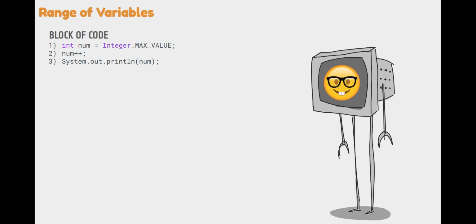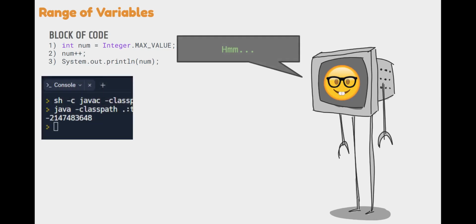Thinking about that one, what actually happens is it doesn't give us an error. It just rolls back over to the smallest number, which is the negative 2 billion number. So we were at the top and we tried to add one more and there was no space. So it rolled back over to the smallest number, kind of like that odometer that we saw at the beginning.